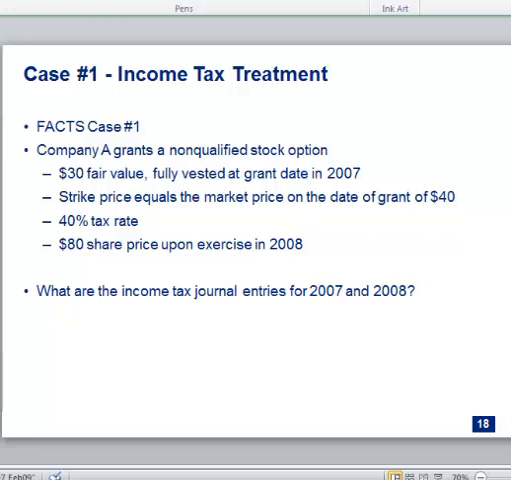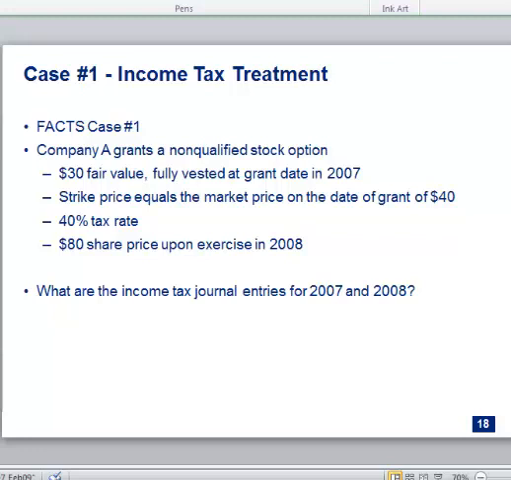And strike price. A strike price means what do you have to pay to get the share? Okay, so in our example, it's $40. It's today's stock price. So we assume that the stock goes to 80, and then we want to figure out, well, what do we do? Okay, so what are the journal entries for 07 and 08?